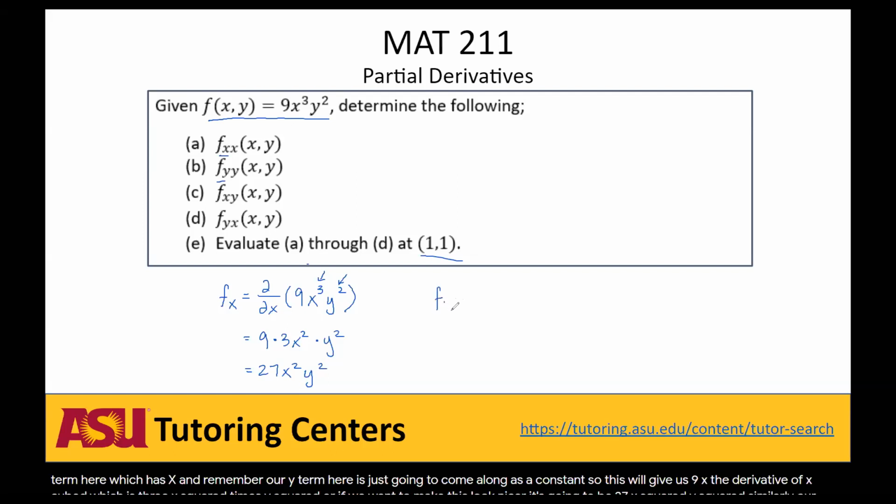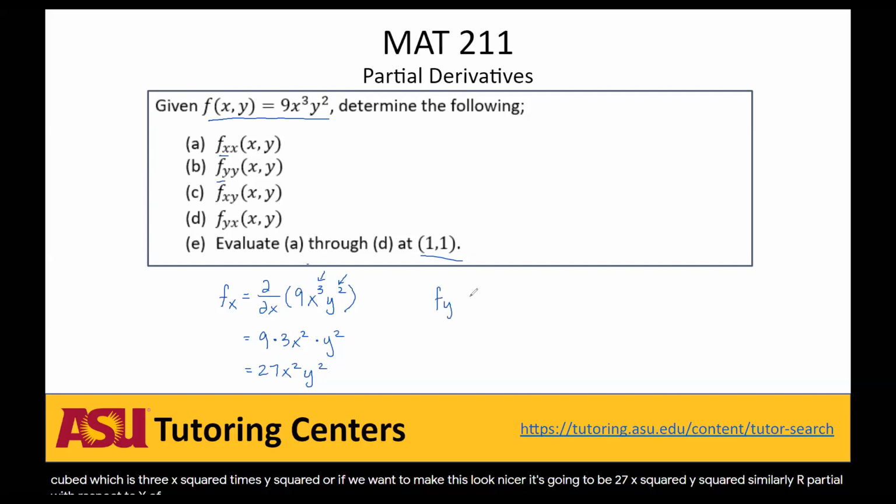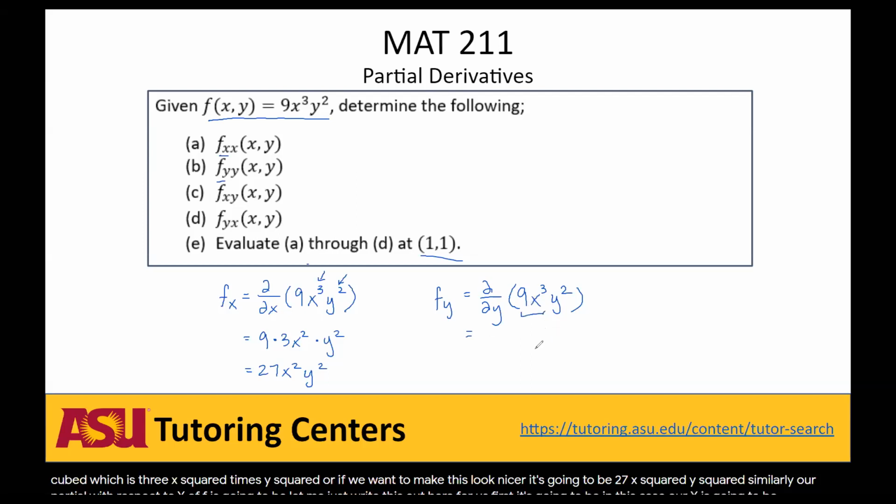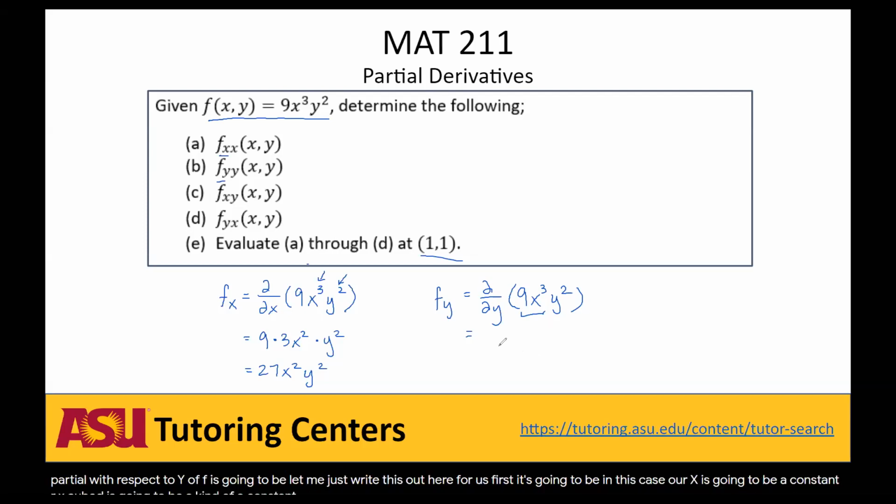Similarly, our partial with respect to y of f is going to be, let me just write this out here for us first. In this case, our x is going to be a constant. Our x cubed is going to be a kind of constant-ish term. So we'll say 9x cubed times the derivative of y squared, which is 2y, or 18x cubed times y.